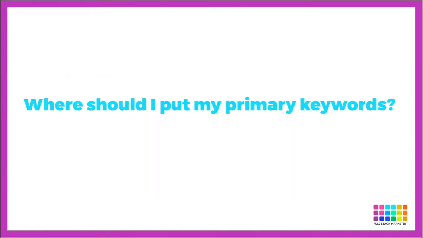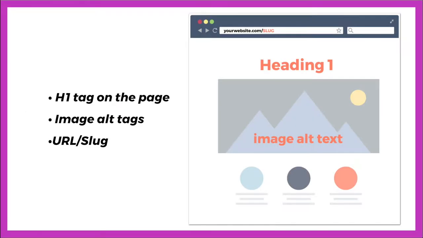Where should I put my primary keywords? Well, you should put unique keywords on each page of your site in the areas that bots and humans normally look to reassure them that you have what they're after. This would include your website slug or URL, the image alt tags, and the H1 tag on each page. They should be unique for each page.